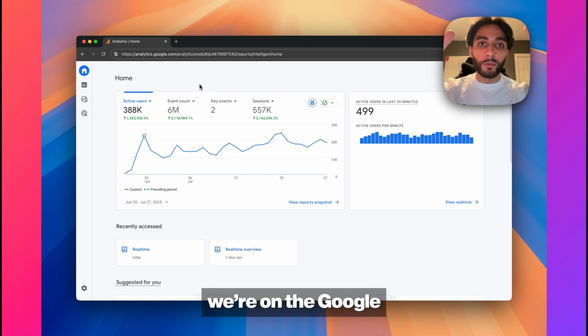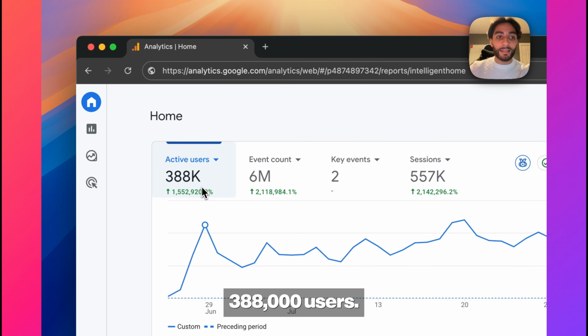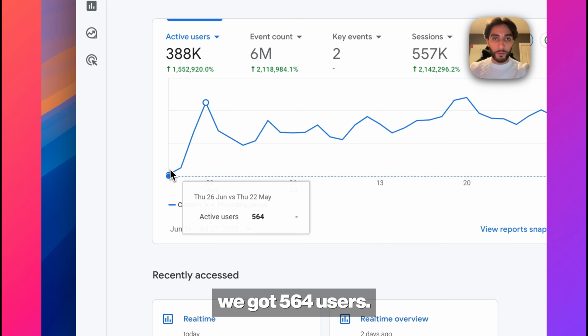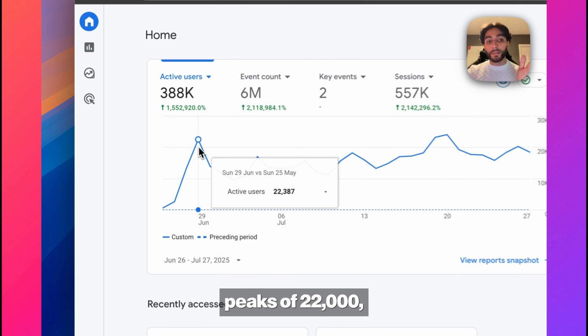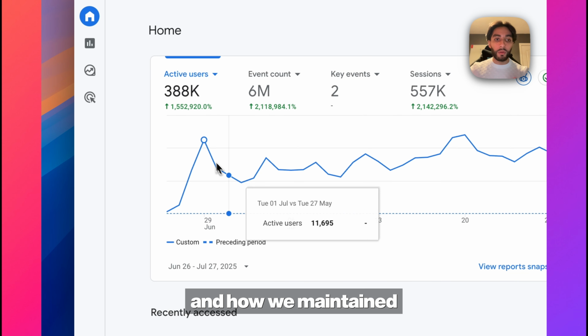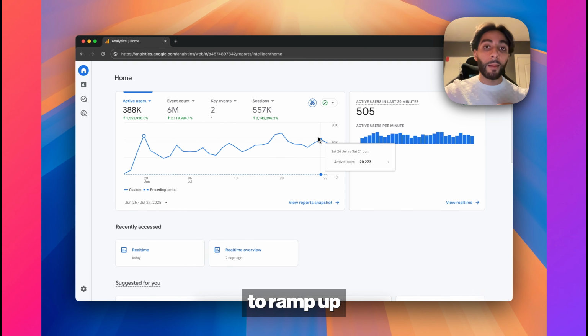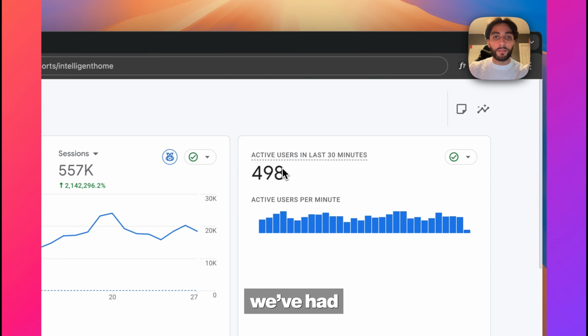So as you can see, we're on the Google Analytics dashboard, and for the first month of the app, we got over 388,000 users, and you can see on the first day we got 564 users. So I'm going to break down exactly how we went from 564 users all the way to peaks of 22,000 and how we maintain that growth throughout the entirety of the month, and also how we're going to ramp up that growth with the plans we have. Also pretty cool, you can see in the last 30 minutes we've had 500 users.